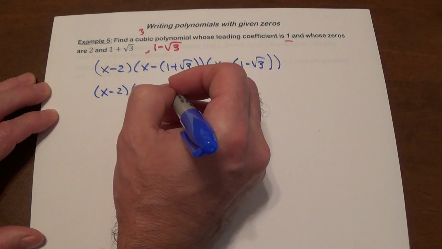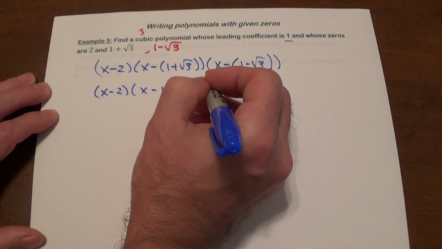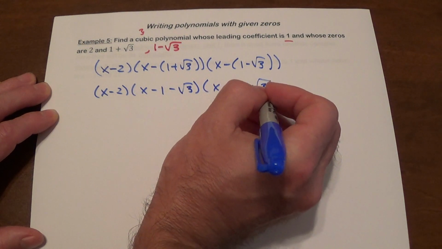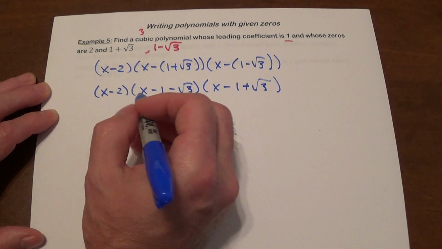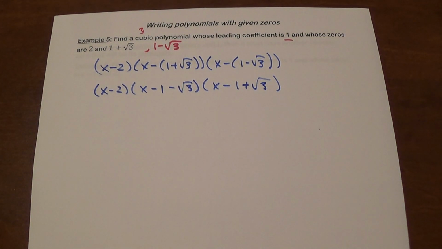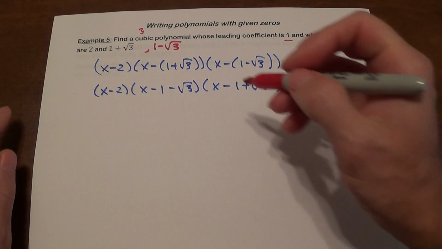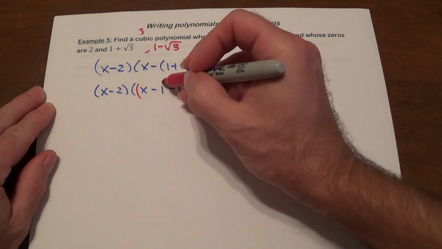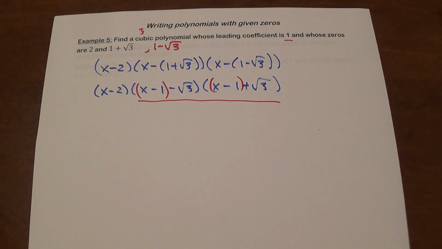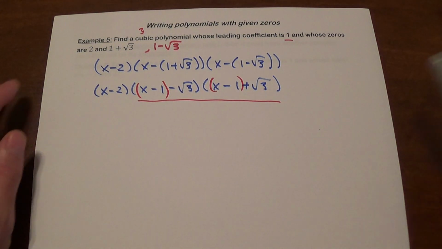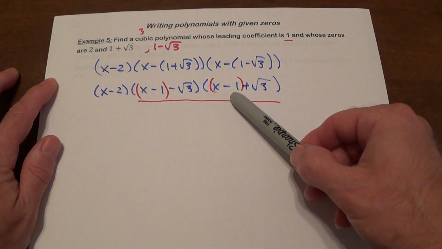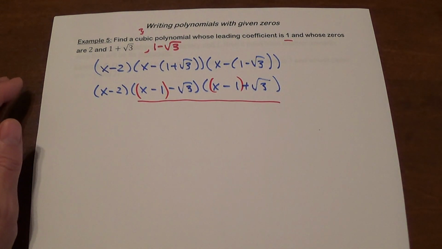First of all, we are going to distribute this, and we are going to have this, right? That's what we're getting. And what we're going to do, we're going to put parentheses around x plus 1, and I will explain to you in a moment why it makes it easier. When you put parentheses here, right here you are actually going to have a difference of two squares. It's x minus 1 minus square root of 3 and x minus 1 plus square root of 3.